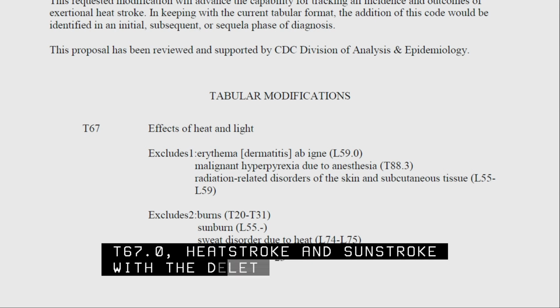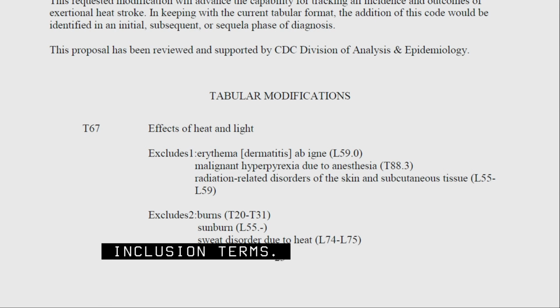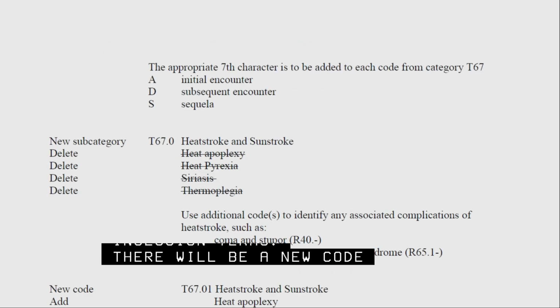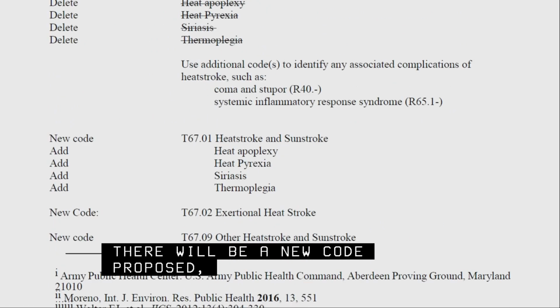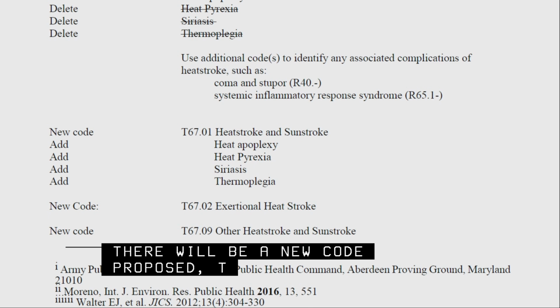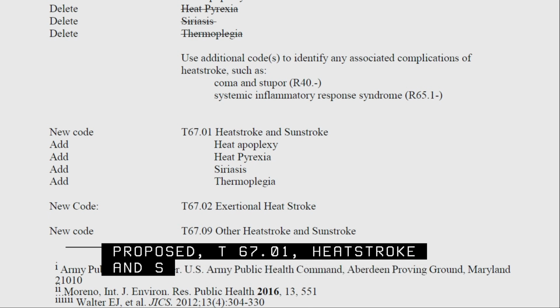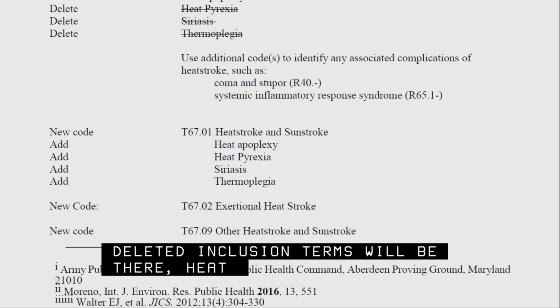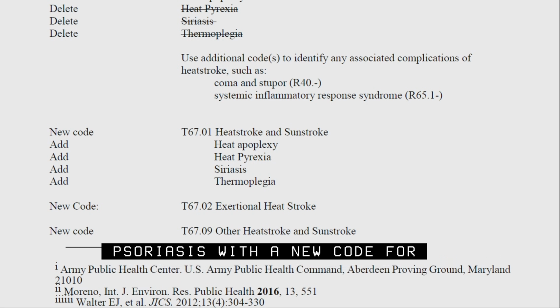There will be a new code proposed at T67.01, heat stroke and sunstroke, and the previously deleted inclusion terms will be there: heat hypoxia, heat pyrexia, psoriasis, and thermoplegia, with a new code for T67.02, exertional heat stroke, and T67.09, other heat stroke and sunstroke.